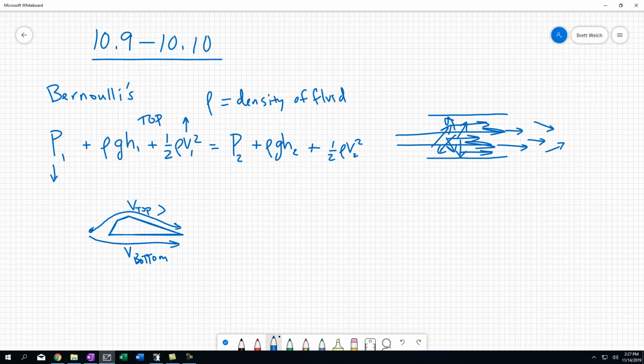And so we would notice that the more speed we have, the less pressure we're going to have. And so we're going to start noticing things like this airplane wing is going to want to go up into the low pressure environment. So with Bernoulli's equation, we can start to describe how much an airplane's wing can support in terms of force. And so that's a really big idea.